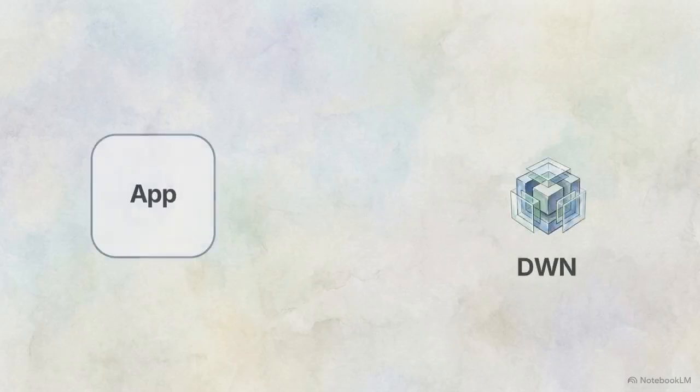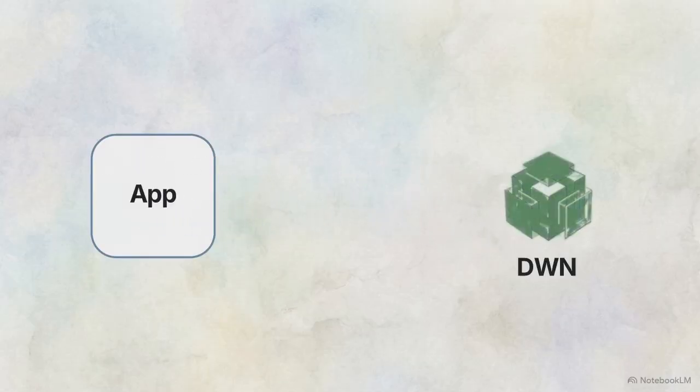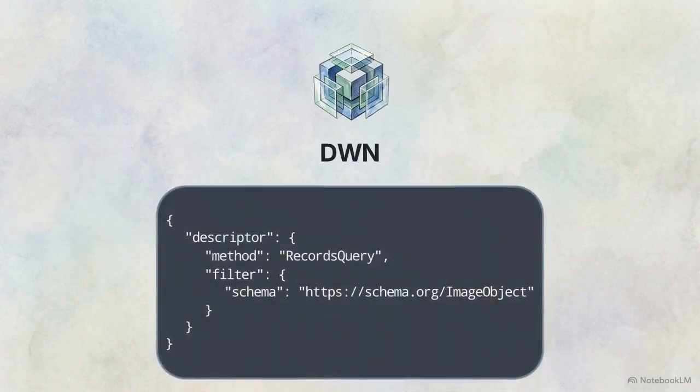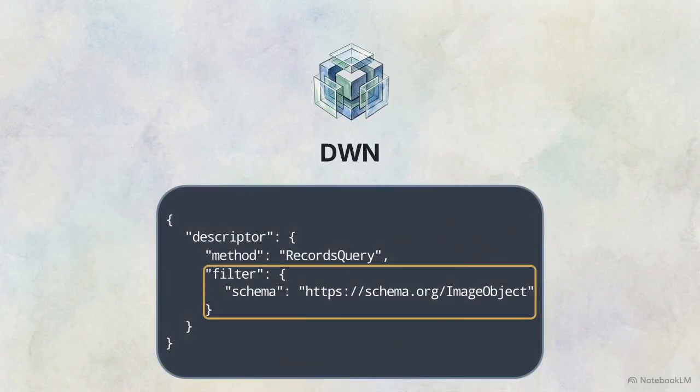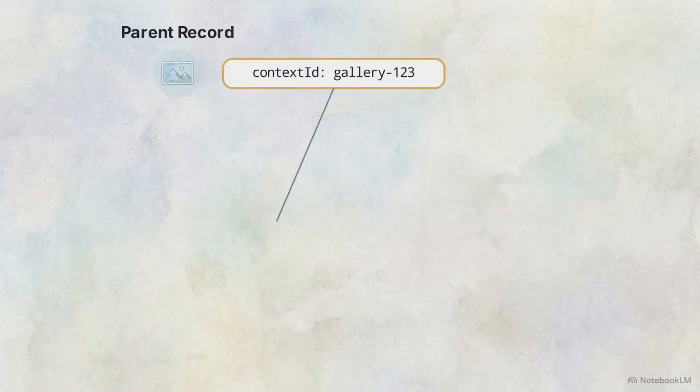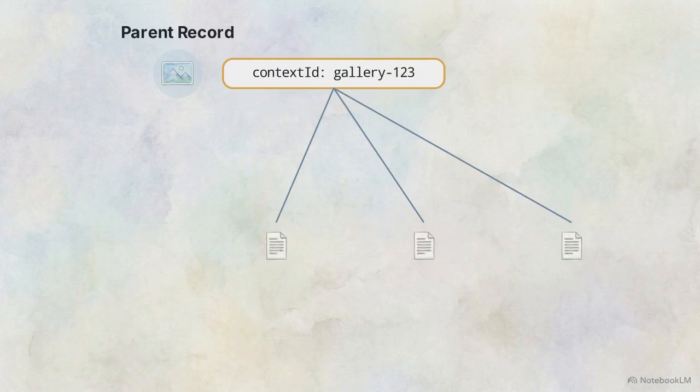When our app needs to display a user's gallery, it sends a records query message. This abstract diagram shows the app transmitting that JSON message to the DWN, with the filter object expanded to reveal the specific matching criteria. The DWN uses the schema URI property within that filter to ensure it only searches for and returns image data, filtering out text posts or contacts. To pull a deterministically linked set of objects, like fetching all the comments attached to a specific parent image, the app uses the context ID property.